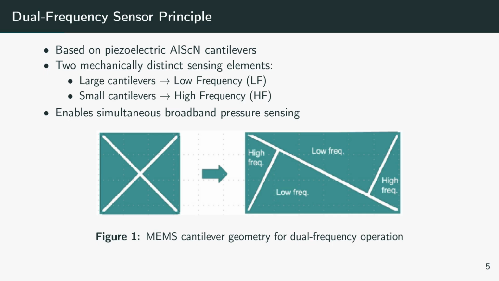On the other hand, small cantilevers are stiffer and therefore respond to high-frequency components, but with lower sensitivity. This dual structure allows simultaneous sensing of low and high-frequency pressure fluctuations within a single integrated MEMS device. As shown in the figure, both geometries are integrated on the same platform, enabling compact and efficient broadband sensing.